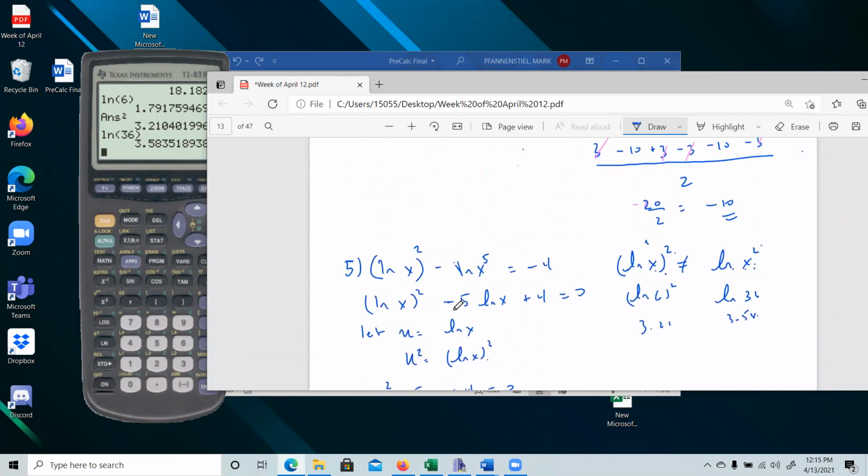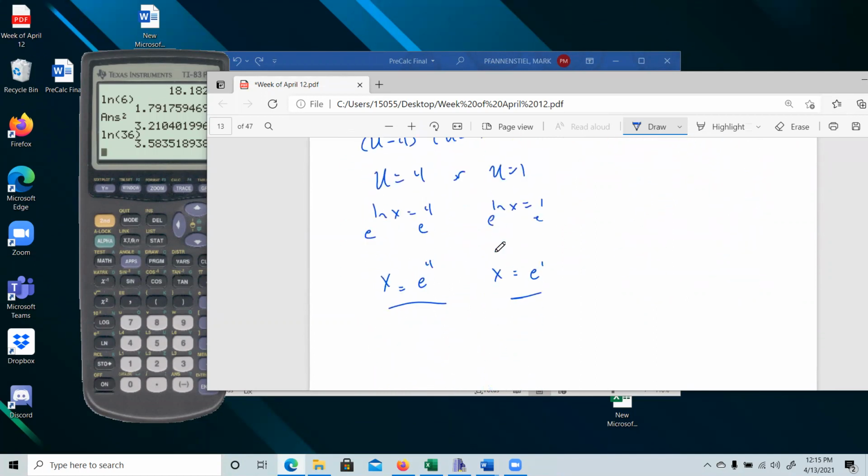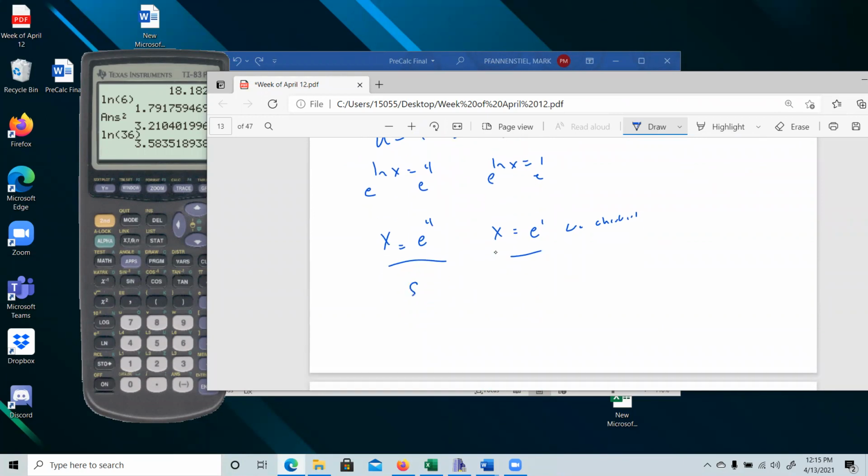If I plug in just e, the natural log of e is positive, we're okay. Natural log of e to the 5th, that's positive, we're okay. So we're taking natural logs of positive numbers, checked. Both of these are reasonable answers, so our solution set is e to the 1, e to the 4. Okay, done.